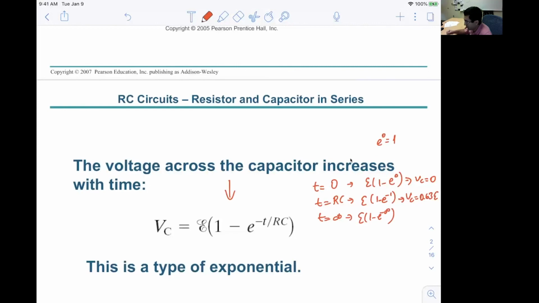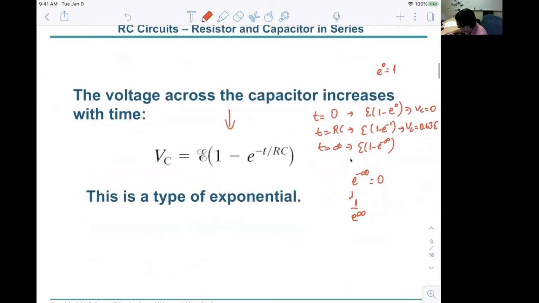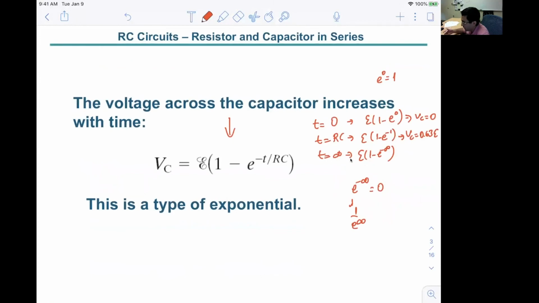e to the minus infinity is going to be 0 because you can write this in terms of 1 over e to the infinity. E is a natural logarithmic number, it's 2.7 something. And when you take the infinite exponential, it's going to be infinite, so 1 over infinite is going to be 0, right? So it's going to be 1 minus 0, and VC is going to be epsilon.